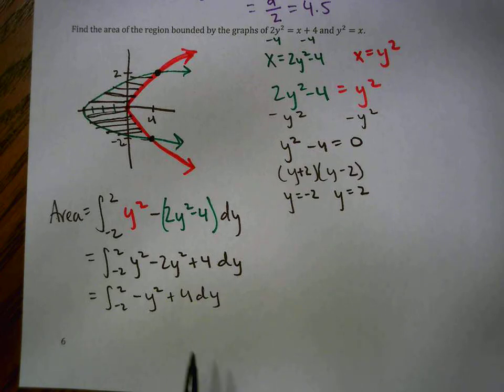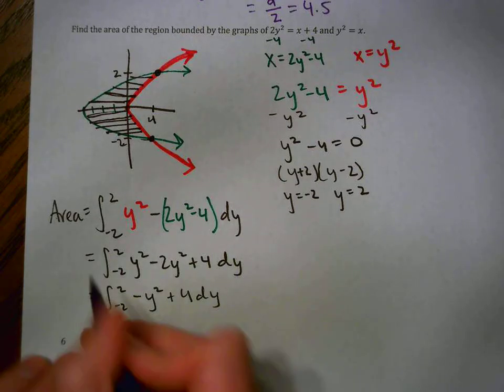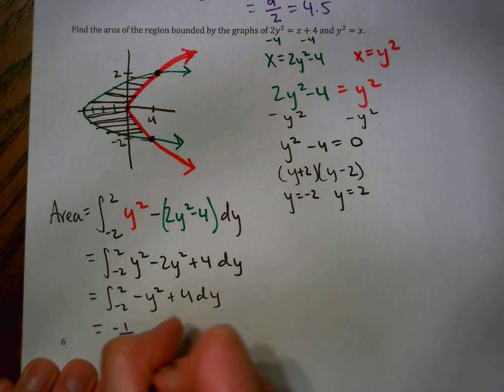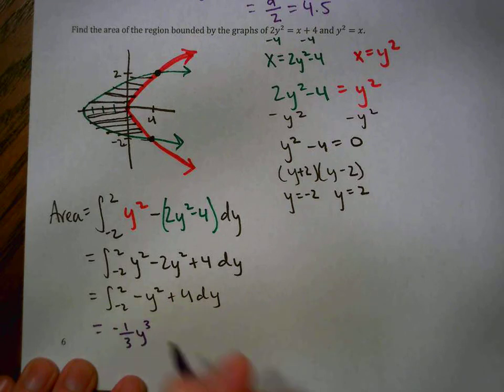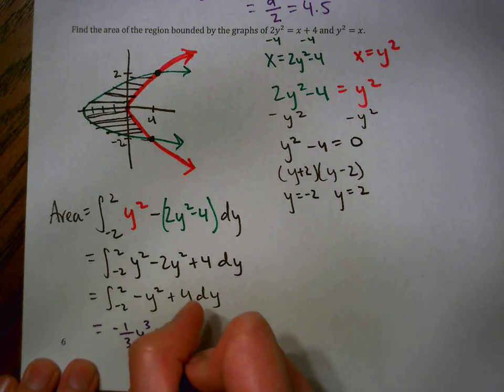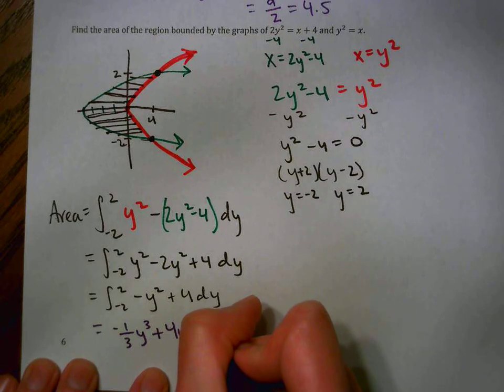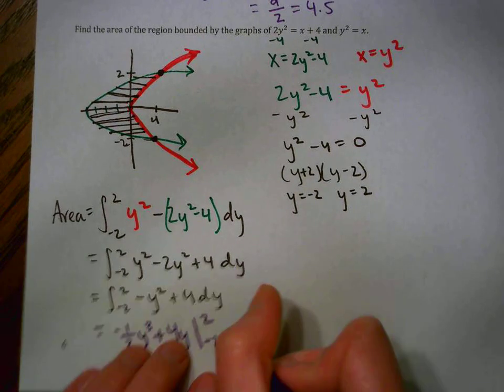And now integrate, which this would be a great place to pause. Do it on your own. I can go ahead and do it, but again, feel free to fast forward if you do it on your own and just check your answer. So when I take the antiderivative, add 1, divide the coefficient, that'd be -1/3 y cubed. Antiderivative of 4 would be 4y. Your boundaries are -2 and 2, so now we plug them in.